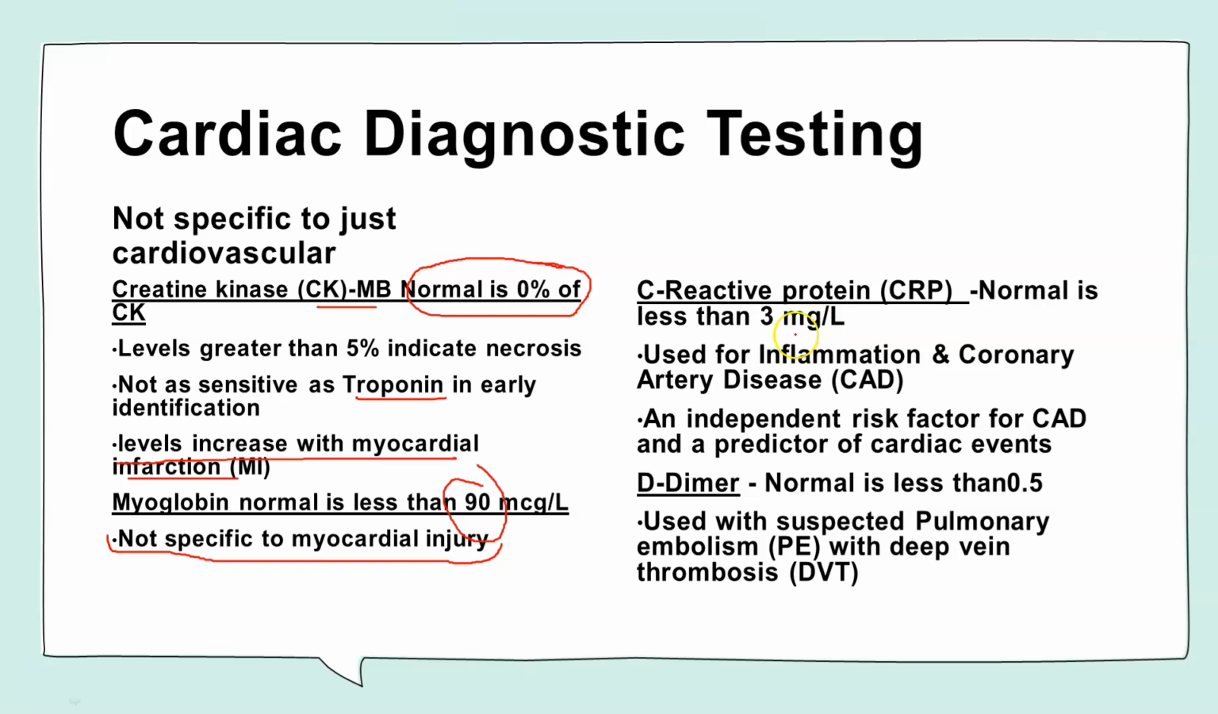CRPs are more about inflammation, so they could be reflective of CAD, coronary artery disease. D-dimer, if you remember from respiratory, is going to be less than 0.5. So again, I just say 0. And we can get that if we suspect they have a PE or DVT. And again, the problem with the D-dimer is that it's not definitive of this diagnosis. All it is telling me is that there is clotting happening somewhere.